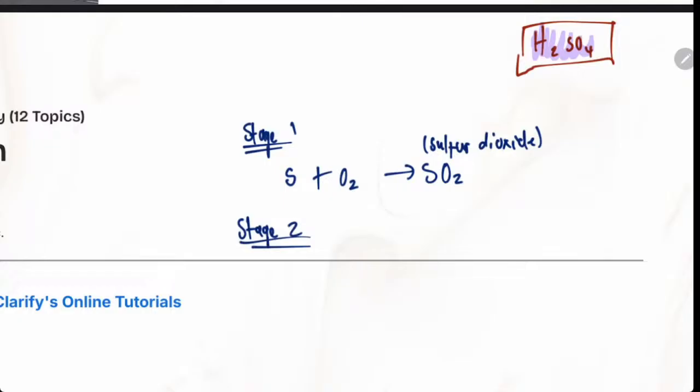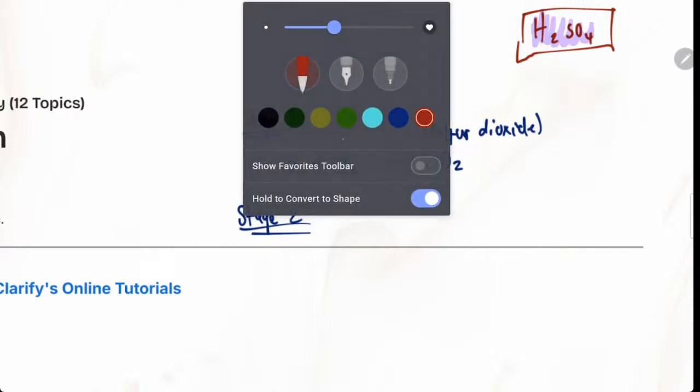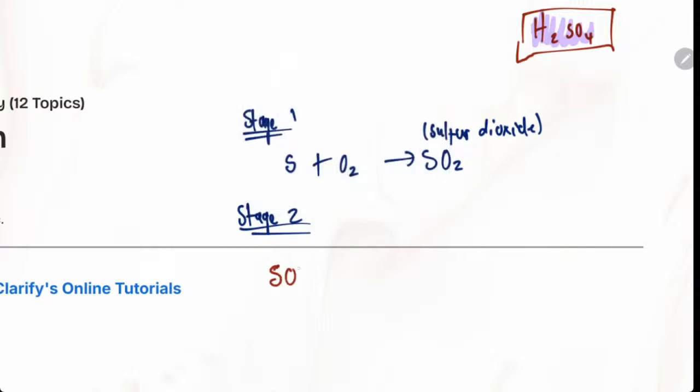Stage 2 is now what they were calling the main stage. It's just to make this sulfur dioxide be trioxide. That's the only thing. Okay? Sulfur dioxide plus more oxygen. This is now the reversible one. You get sulfur trioxide. And you should balance it. 2 here and 2 there.